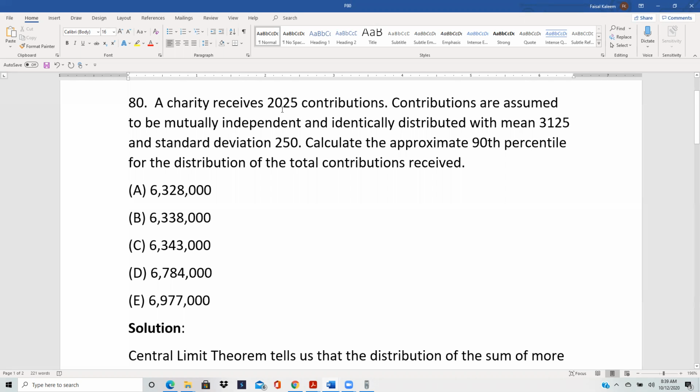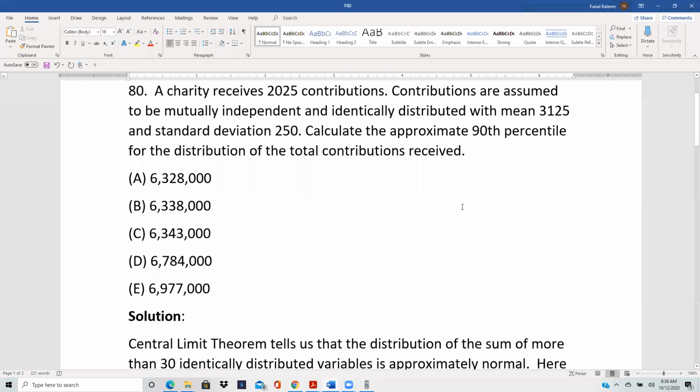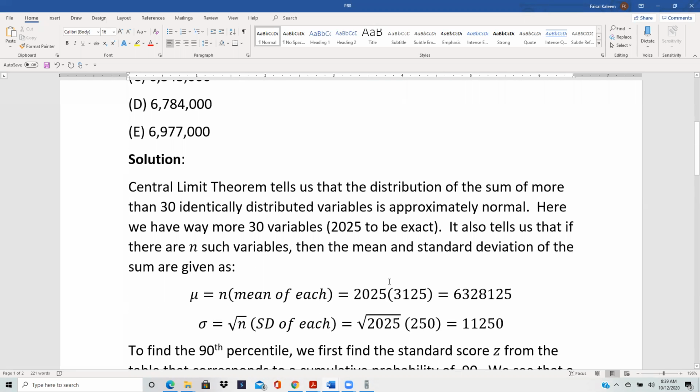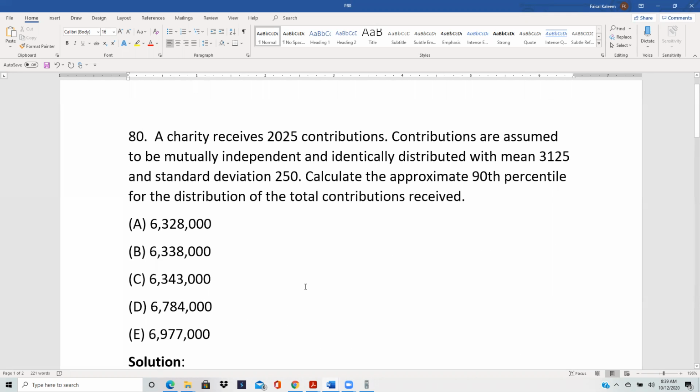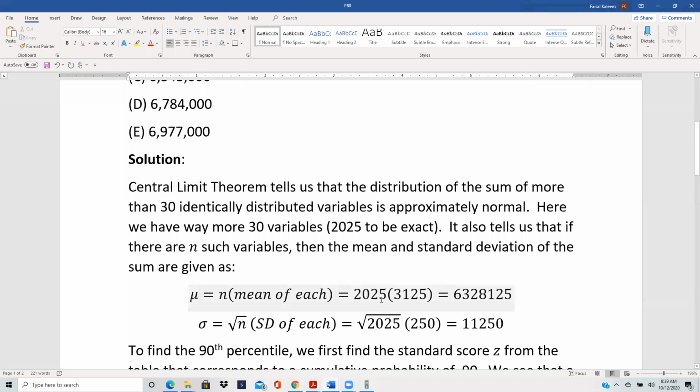And then the mean of the sum will be the mean of each of them multiplied by how many they are. So if there are n variables, then the mean will be n times the mean of each. There are 2025 variables here and each has mean 3125. So the mean of the sum will be 2025 times 3125. And the standard deviation of the sum will be square root of n times standard deviation of each. So square root of 2025 times 250, because each has a standard deviation of 250.